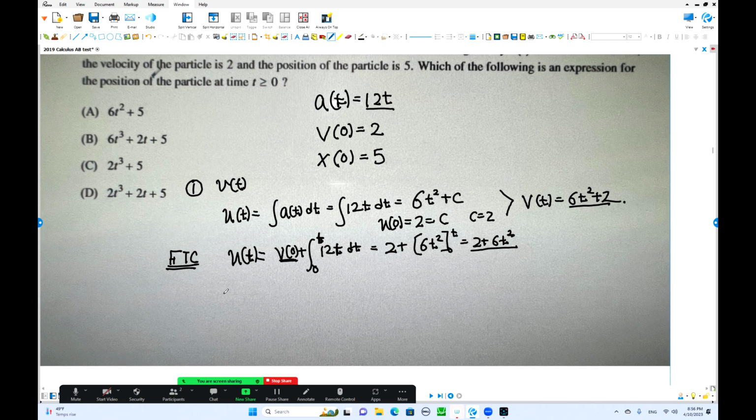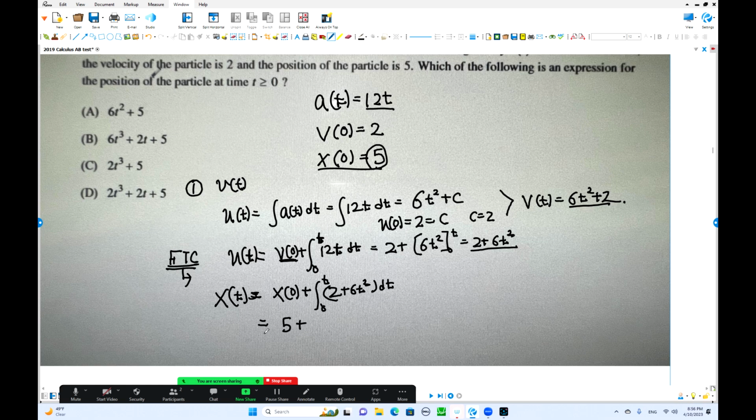Now, from acceleration to the position function, I'm going to use my fundamental theorem this time. When t is 0, the position is 5, so x of 0 is 5. Take the integral from 0 to t of the velocity, 2 plus 6t squared. x of 0 is 5.